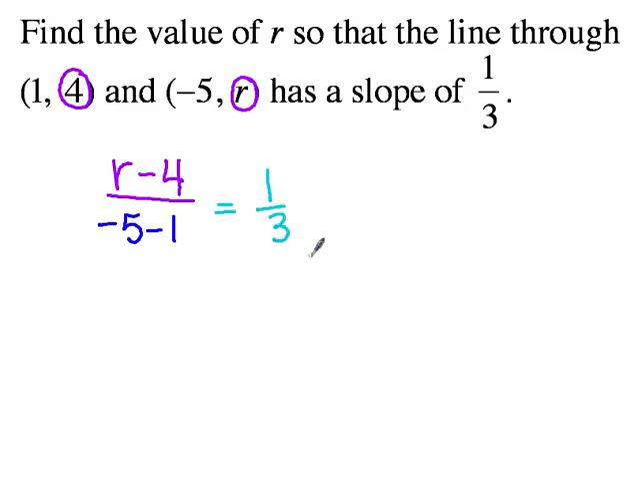So what does this look like? We just solved these last chapter. Looks like a proportion, doesn't it? So we'll be able to cross multiply. So I have r minus 4 divided by, what is negative 5 minus 1? Negative 6. Equals 1/3. So there are 2 ways to solve this. One, I can cross multiply. Or, another thing I could do is I could just multiply by a negative 6.